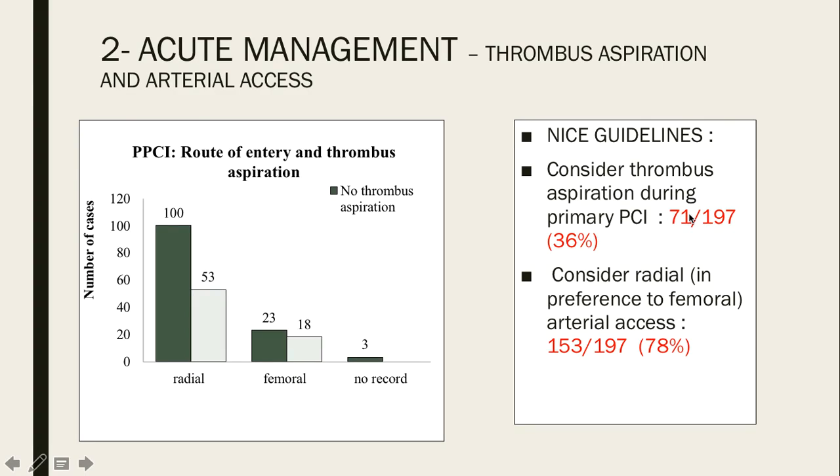With regards to thrombus aspiration, only 36% of cases were considered for thrombus aspiration, and we'll be discussing the reasons for that later on. NICE guidelines also recommend radial artery access in preference to femoral, and we can see in the graph here that 153 patients out of 197 were compliant with this particular recommendation. So there is pretty good compliance with NICE guidelines regarding arterial access as well.